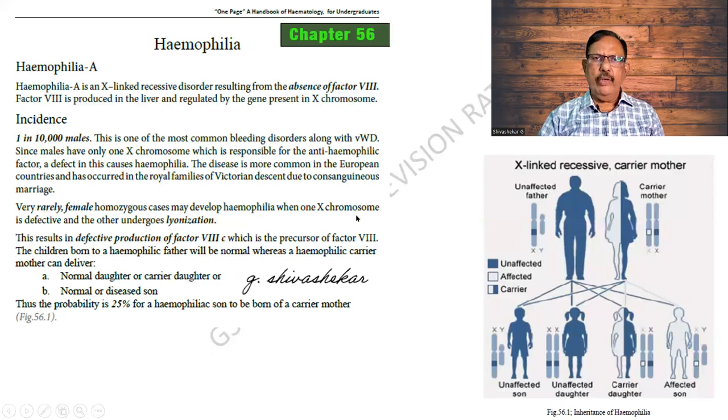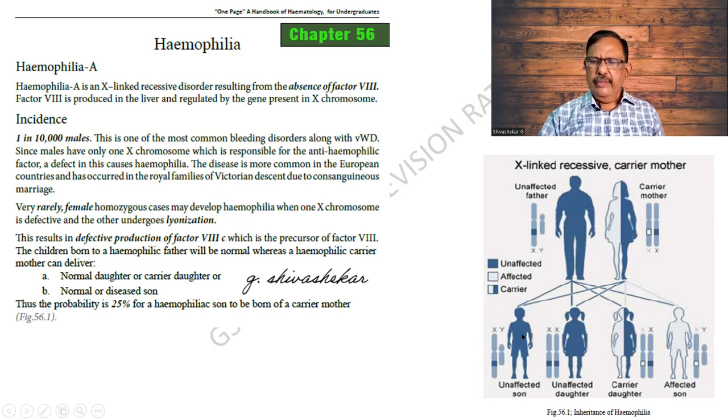Rarely, the female also will be affected by a process called lyonization, where the other X chromosome also gets inactivated. There is a defective production of factor VIII-C. So this is a family chart over here. The father is normal, mother is a carrier. And when they do get married, father is XY, mother is XX.